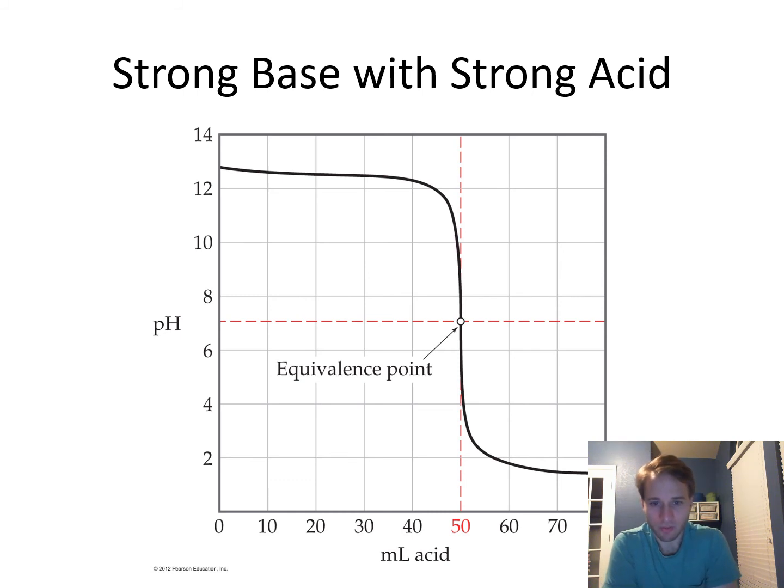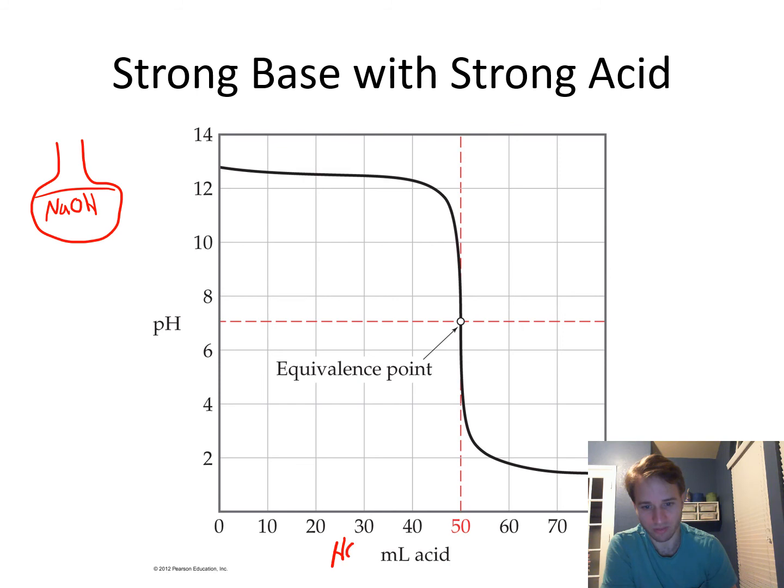Now, with a strong base being titrated with a strong acid, in this case let's pretend I have my beaker and it contains sodium hydroxide, and then I'm adding to it hydrochloric acid. Let's just say this is HCl. In which case I start off with a very high pH because I have a very basic solution. It's a very large pH.